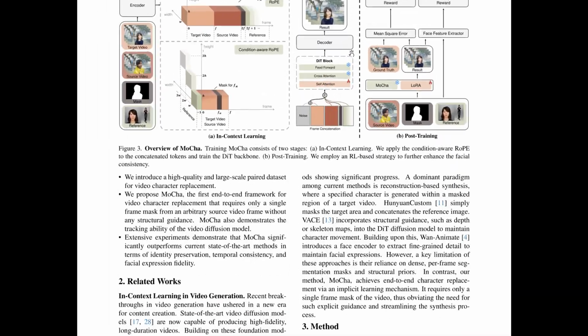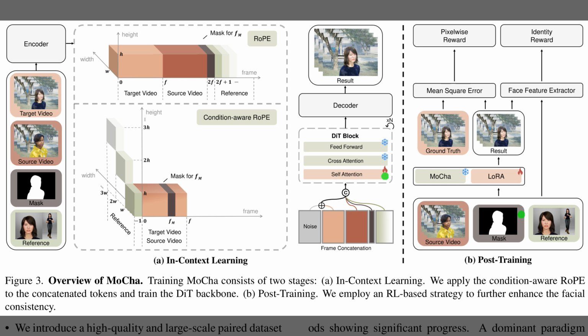Figure 3 details the framework's two-stage training pipeline. The left side, panel A, illustrates the in-context learning stage, where the model processes the source video, mask, and reference images together. A key component here is the condition-aware rotary positional embedding, or ROPE, visualized in the central diagram. This mechanism synchronizes the source and target video tokens by assigning them shared temporal indices while keeping the static reference tokens distinct.